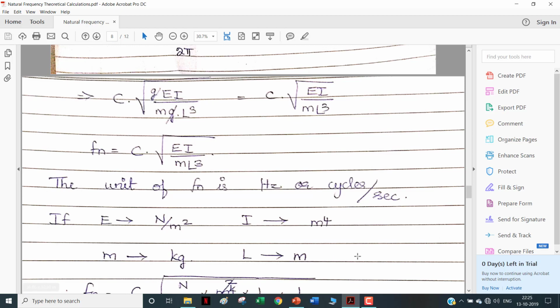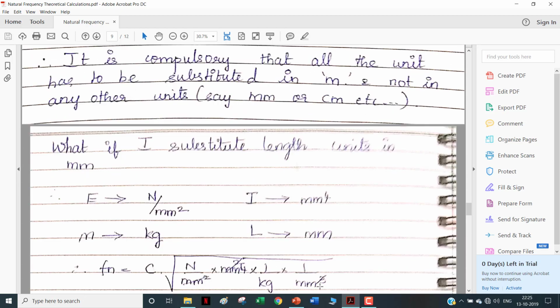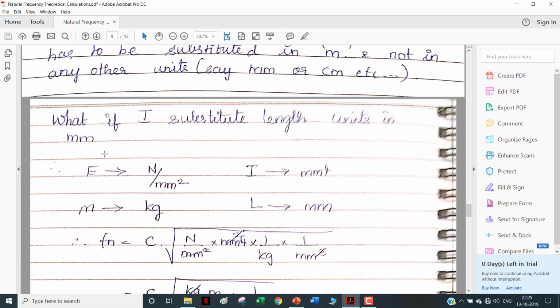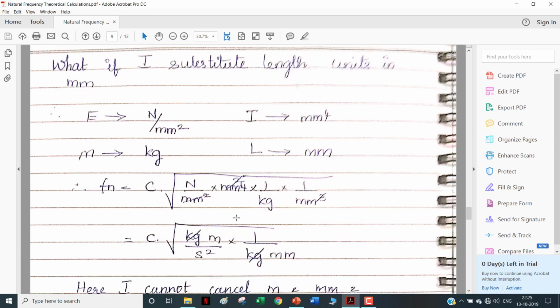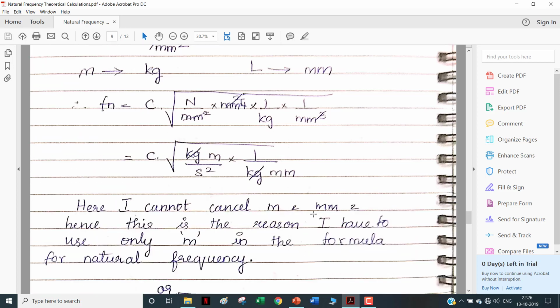If not, let me tell you what will happen. What if I substitute the length unit in mm? If you substitute the E in Newton per meter square, mass in kg, I in mm to the power 4, length in mm, and if you cancel all these things, the Newton is always kg meter per second square. You can't rewrite the Newton as kg mm per second square, right? In the denominator, you will have kg mm. So only the kg will cancel. I can't cancel meter and mm, and hence this is the reason I have to use only meter in the above formula for natural frequency, right?